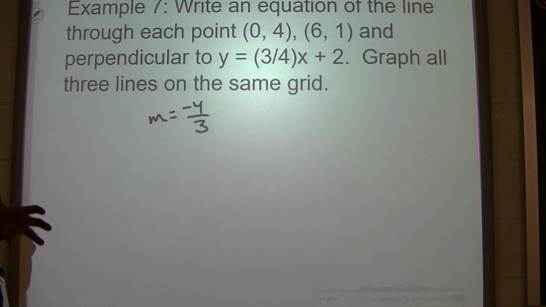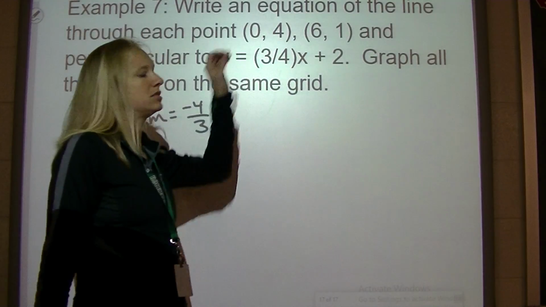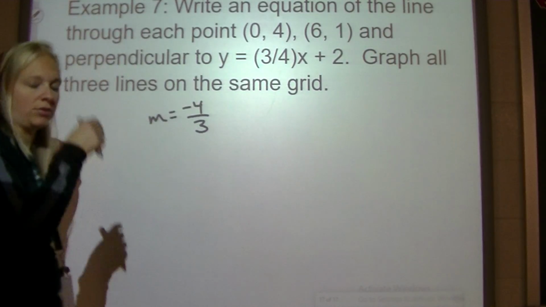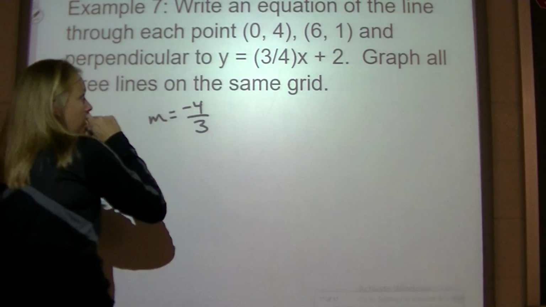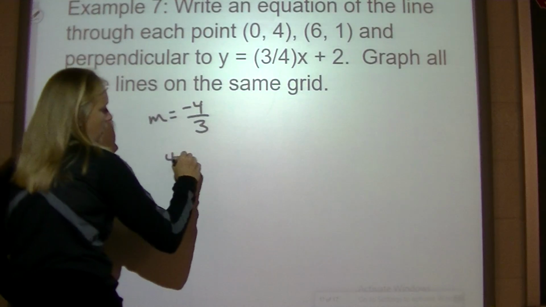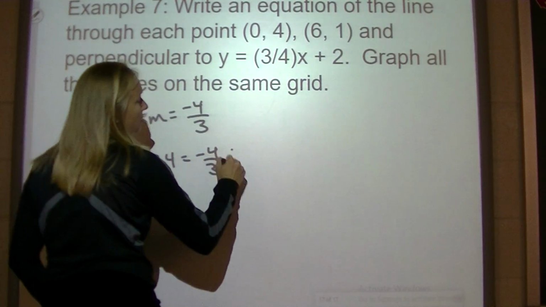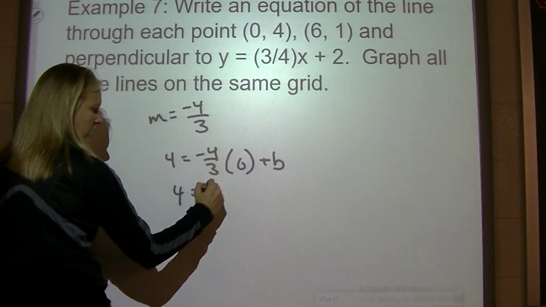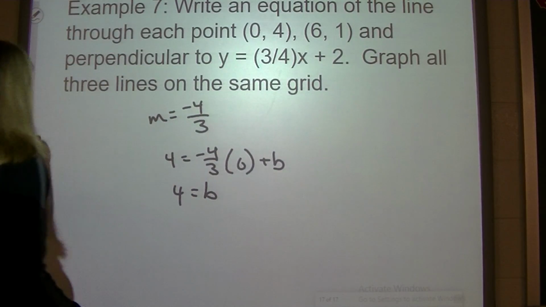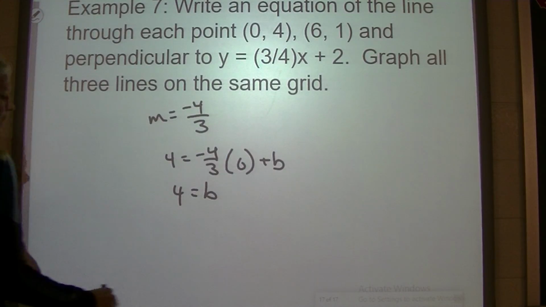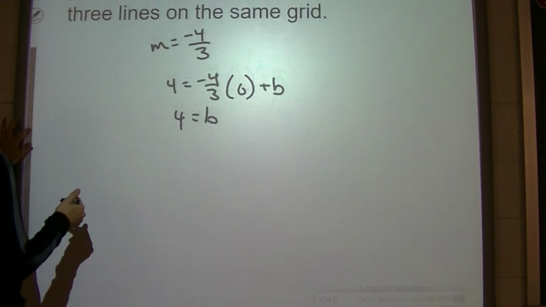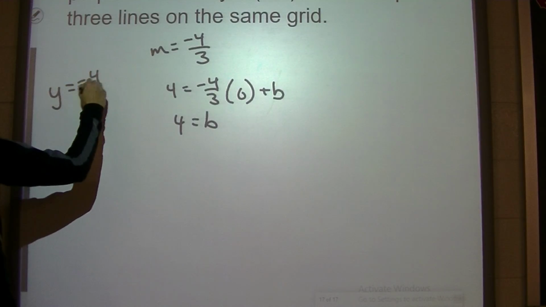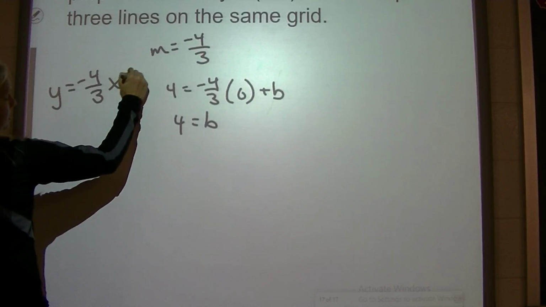Now to figure out what the equation for each of these lines is going to be, you just plug in the x and y into our slope-intercept formula and solve for b. So I'm going to have 4 equals negative 4/3 times x, which is 0, plus b, and solve. That cancels, I get 4 equals b. So my equation is going to be y equals negative 4/3 x plus 4.